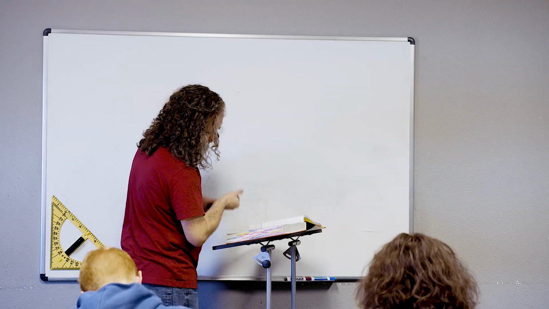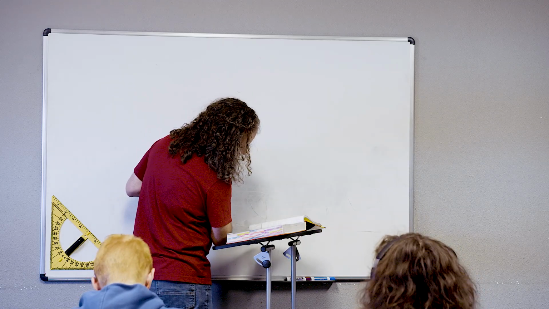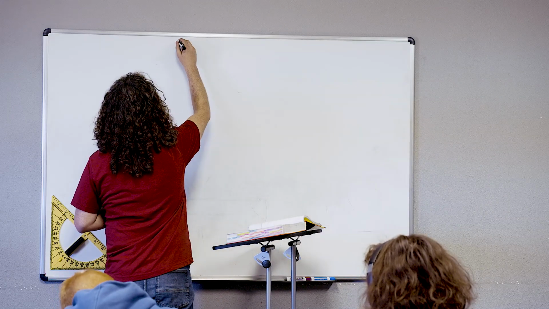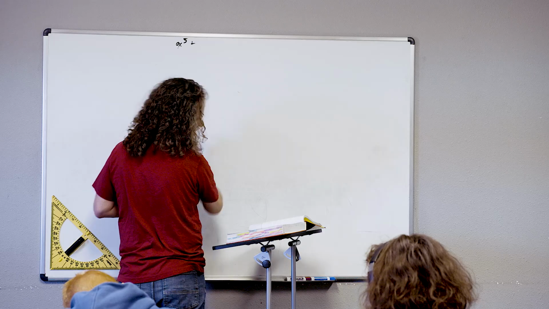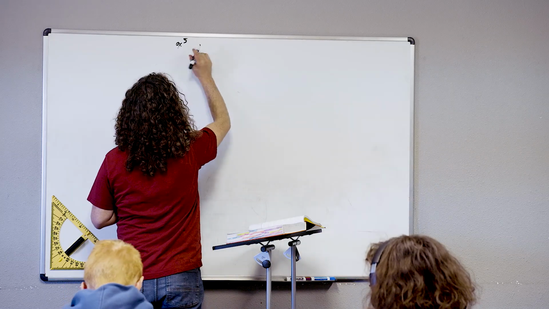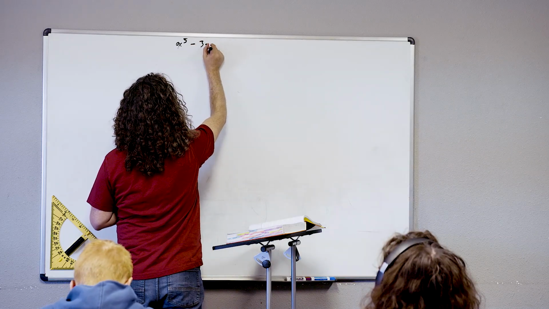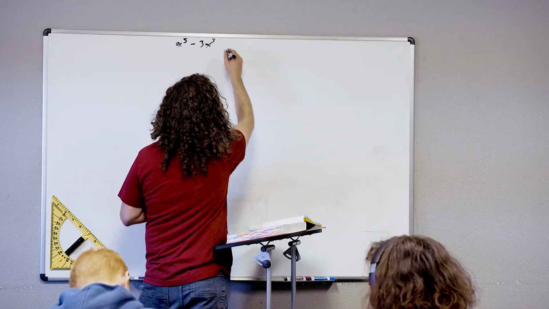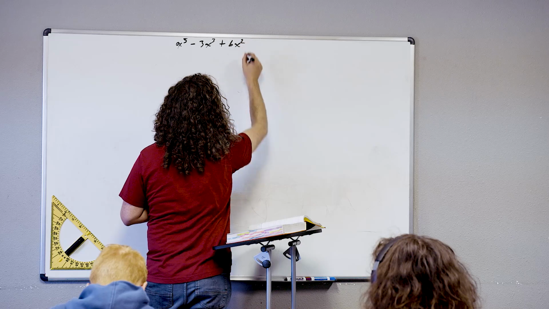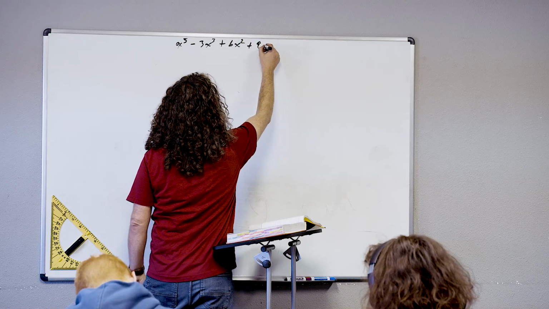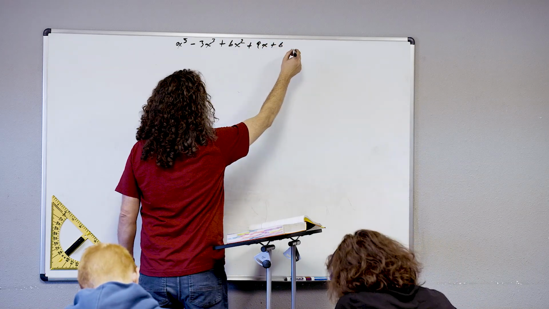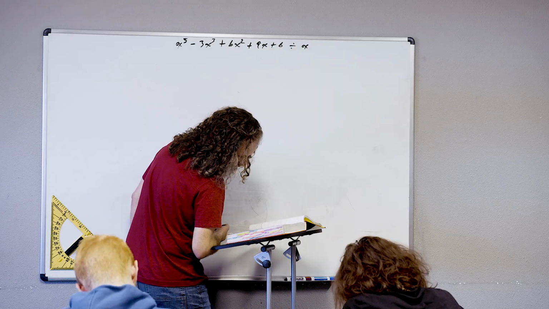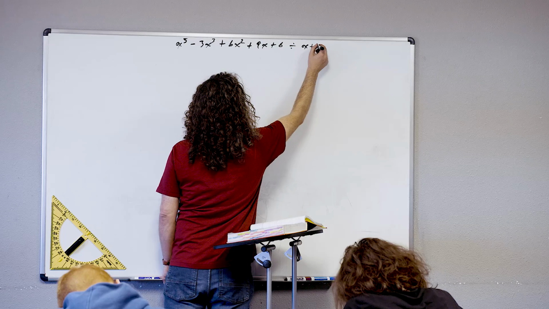All those pesky missing polynomials. Pesky missing polynomial words. We're doing x to the 5th minus 3x... plus 6x squared plus 9x plus 6. And we're dividing by x plus something? 3? 2. Plus 2.